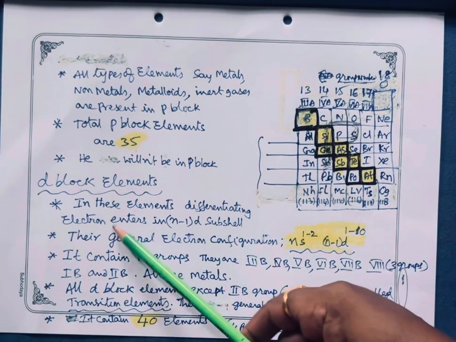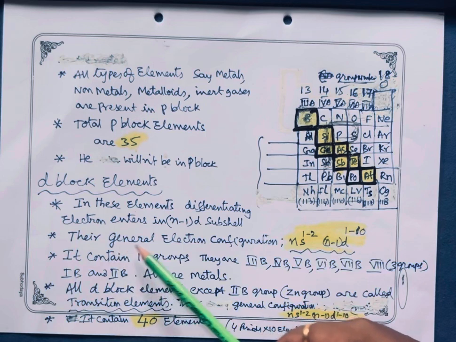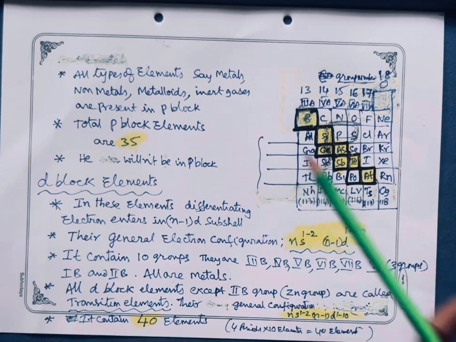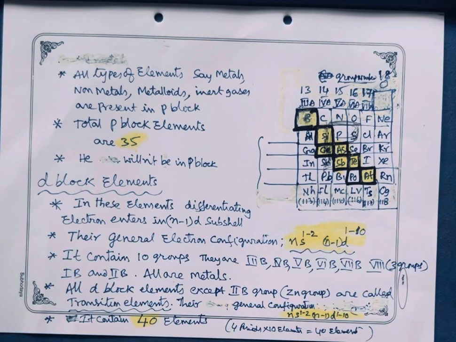In these elements, a differentiating electron enters the n-1 d subshell. Their general electron configuration is ns1 to 2, n-1 d1 to 10. Why ns1 to 2? Because of copper. What is the electronic configuration of copper? You know from atomic structure, generally it should be 4s2 3d9. Due to stability given by completely filled d orbitals, one of the s electrons goes to the 3d subshell. That is the reason the electron configuration is 4s1 3d10.